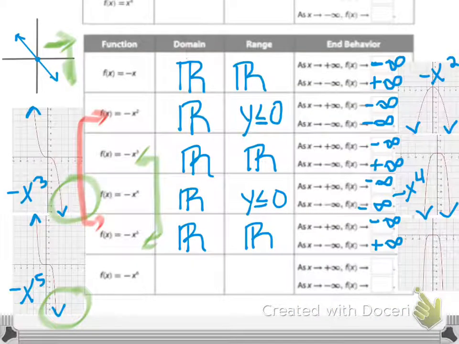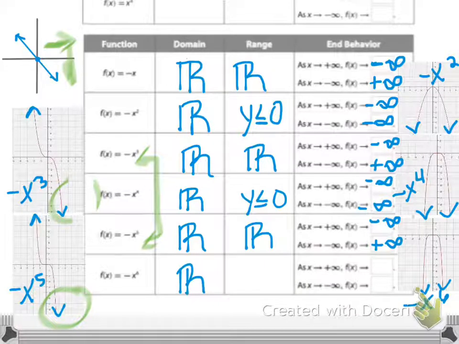Okay, so kind of looking over here, we got this one last graph. That's the reflection of the one we just looked at. Right, so that's over here. This is negative x to the 6th power, and again behaves just like negative x to the 4th and negative x squared. All real numbers for the domain.